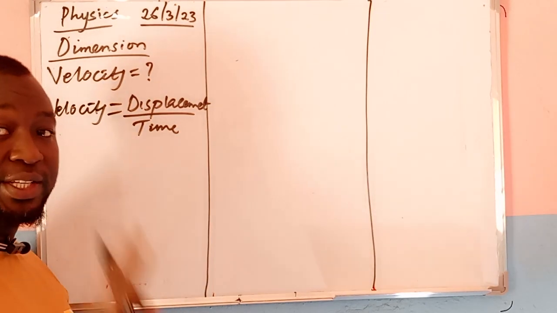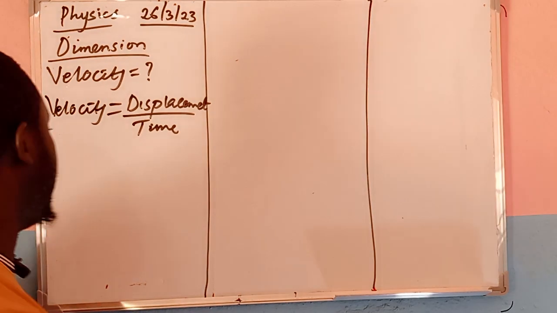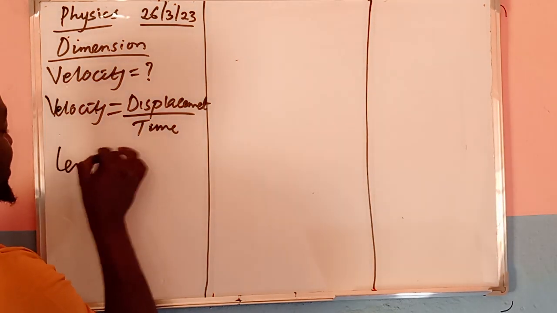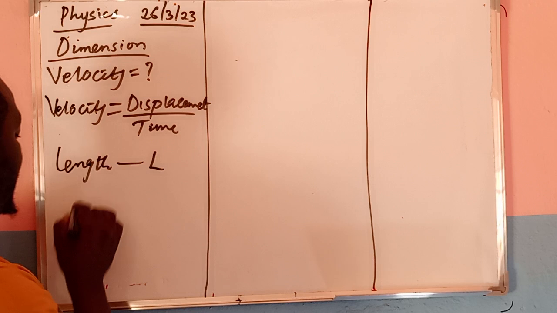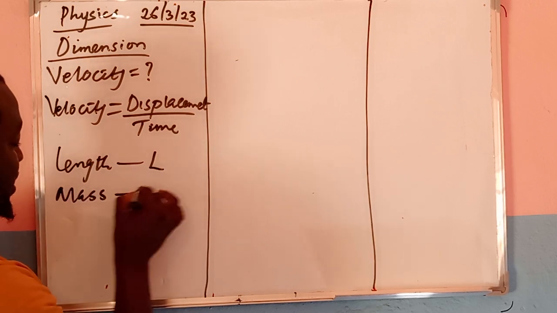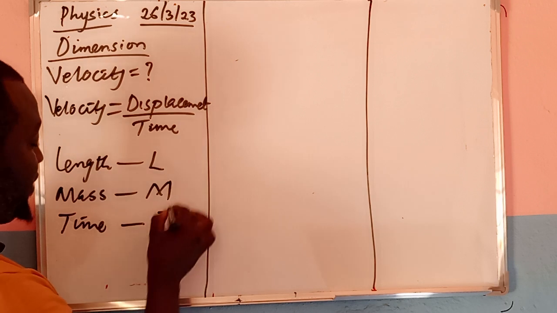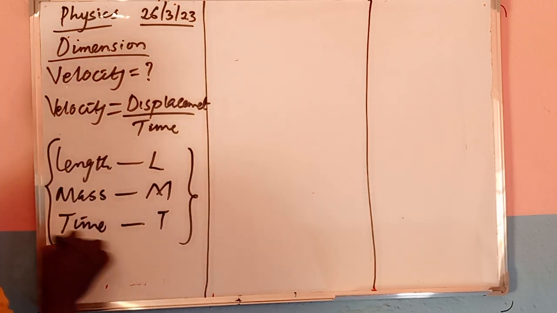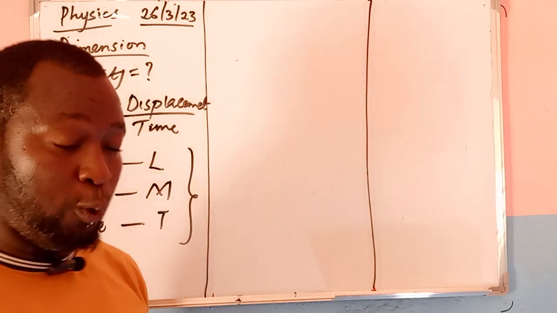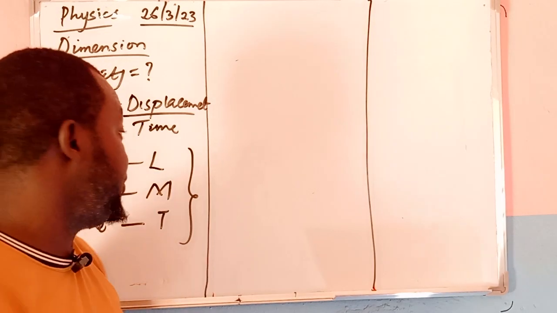There are three things we use in finding the dimension. We have length, which is capital L. We have mass, capital M. And we have time, represented by capital T. These three parameters are the ones we use whenever we want to solve a dimension problem.